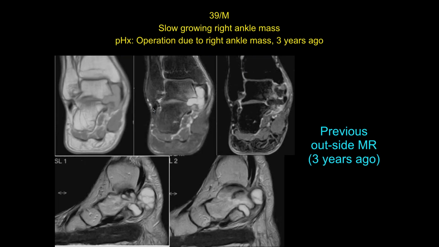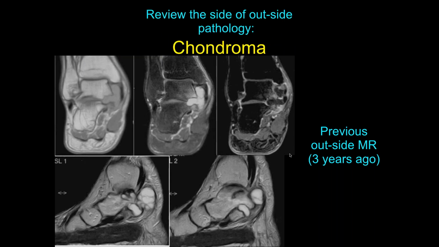Jeff, what do you think of this one? 39-year-old male, slow-growing right ankle mass, had an operation due to the right ankle mass 3 years ago. So outside MR, T1, T2, maybe fat sat, no, it's not really even fat sat. Anyway, it looks like there's a well demarcated lesion with septations and some mild T2 hyperintensity. It looks like it's associated with the talus, might be causing some erosion, or at least the posterior aspect there, and this is seen as a chondroma.